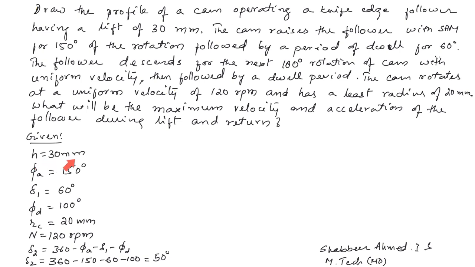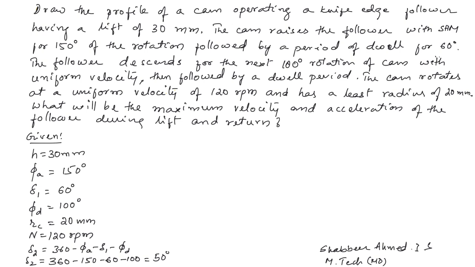Now you see here he has given all these values. Height is equal to 30 mm, angle of ascent is 150 degrees, angle of dwell at the top, delta 1, is 60 degrees, angle of descent is 100 degrees, base circle radius is 20 mm, and n is 120 rpm. This is the rotation speed of the cam. Now the second dwell angle is 360 minus phi a minus delta 1 minus phi d. If you do that, it will come to 50 degrees. So if you add phi a, delta 1, phi d and delta 2, it will come to 360 degrees. Okay, so these are the values given.